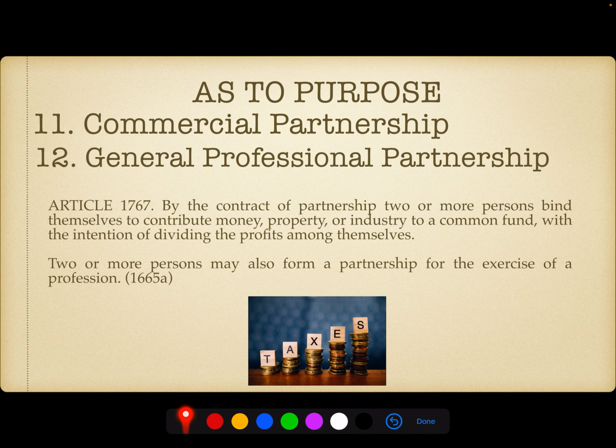However, in a general professional partnership, the taxes in the general partnership will be part of and will be reported by the partners in their individual capacities. So it is the practitioner or the professional who is liable to pay for the income tax in their separate income tax returns. So say if attorneys A, B, and C enter into a firm, they create a firm and they are partners, the income from that firm will be divided between attorney A, attorney B, and attorney C, and they will each report their share in the income as part of their personal income tax.